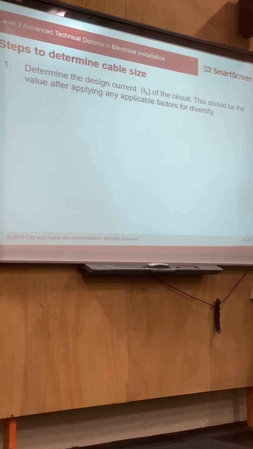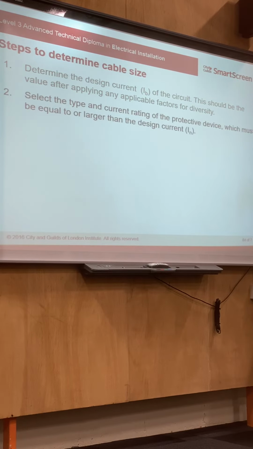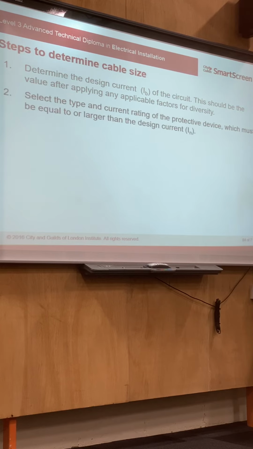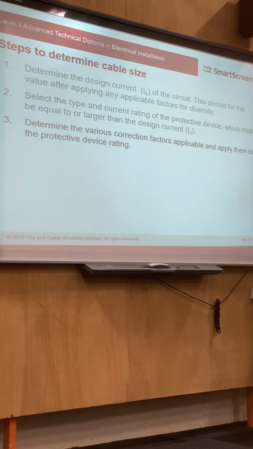It is pretty much the same as what we did last year, except we're going to look at some more factors this year. So our actual cable process is, we start off with the design current for the circuit. We then go on to select our protection device. We then look at the various correction factors.